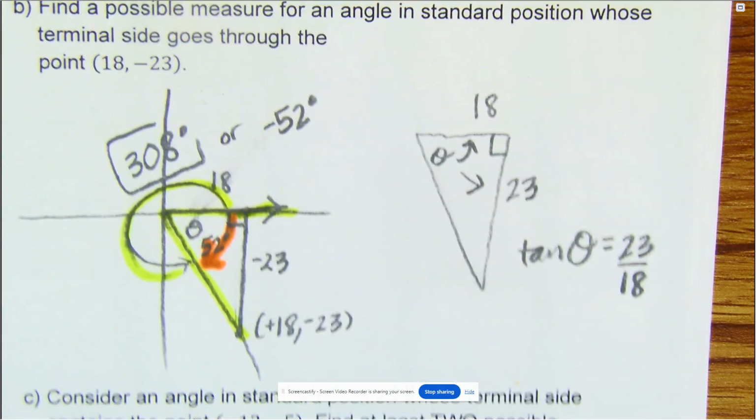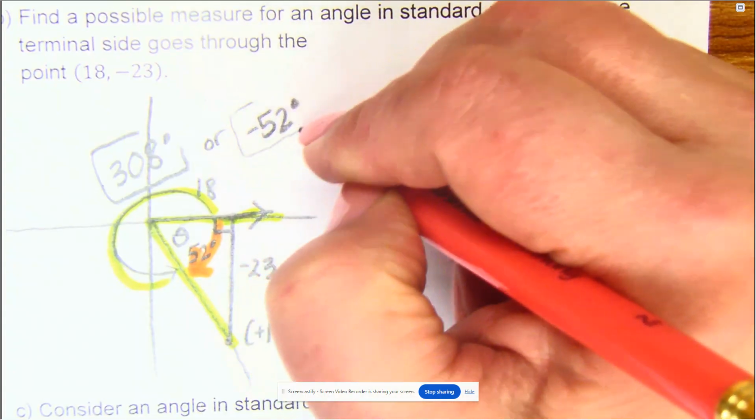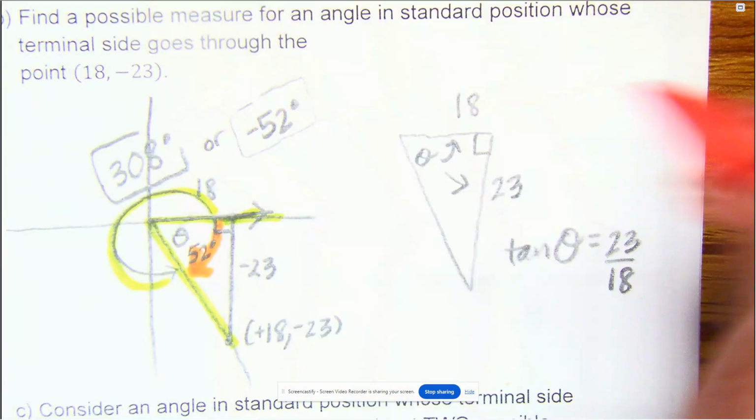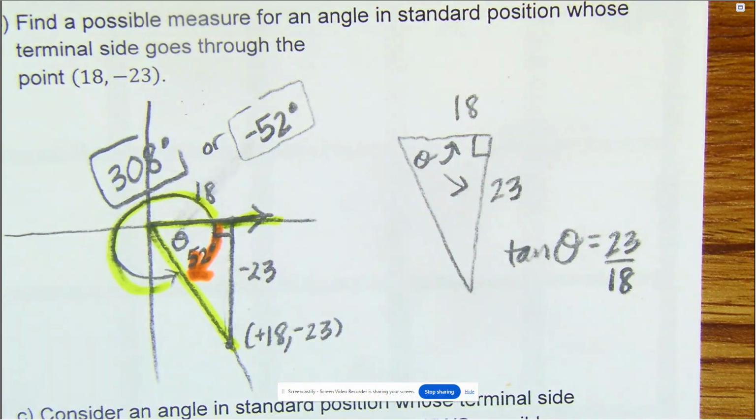So again, how many answers are there? There's an infinite number of answers. This one, the negative 52, a little bit more visible, and 308 is if I was going around counterclockwise. Okay? All right, last one.